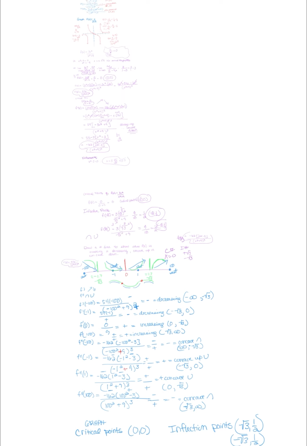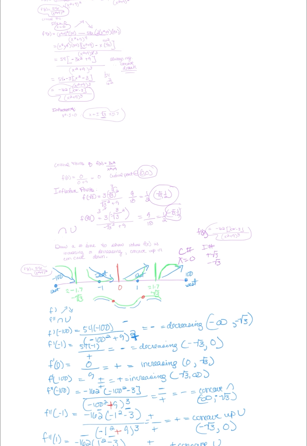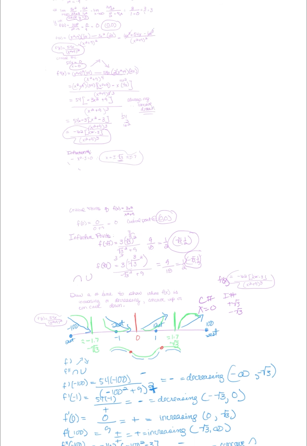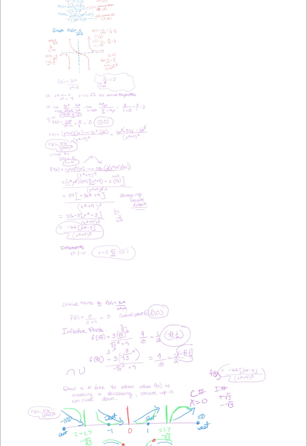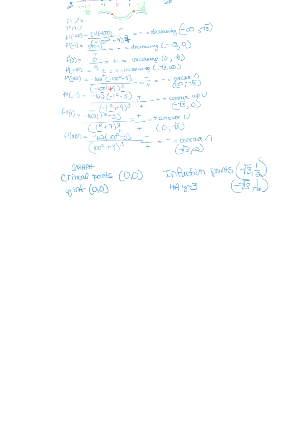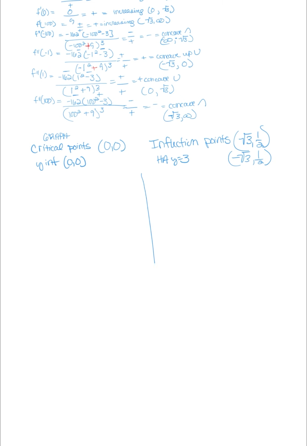And then we also had a horizontal asymptote at y equals 3. And then we also have our y-intercept, which happens to be our critical point at 0, 0. Okay, so let's put all of this together and see what our graph looks like. Okay, so let's go ahead and put some lines on here.